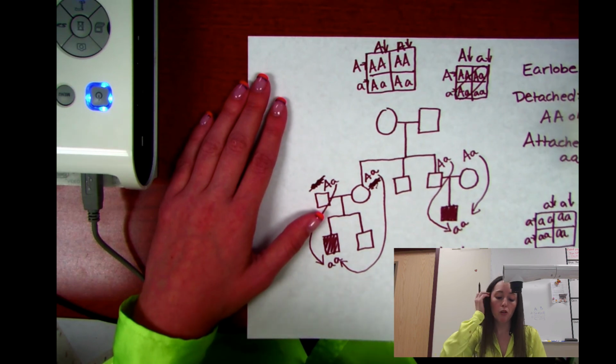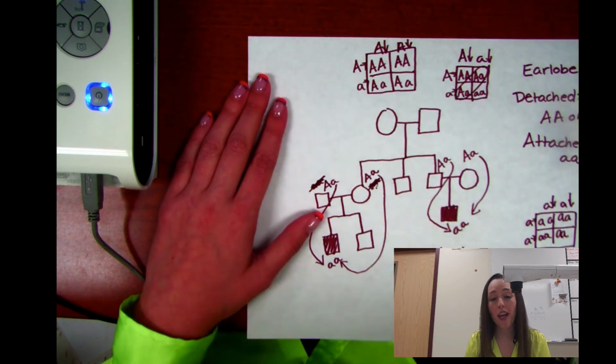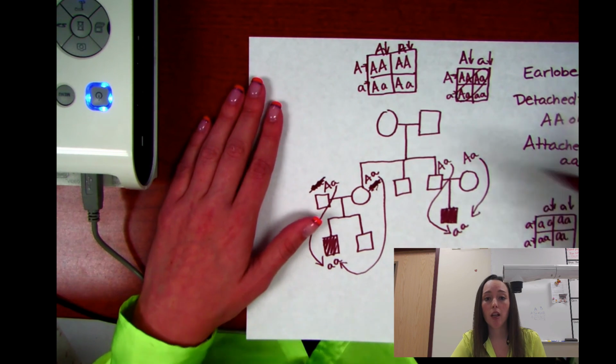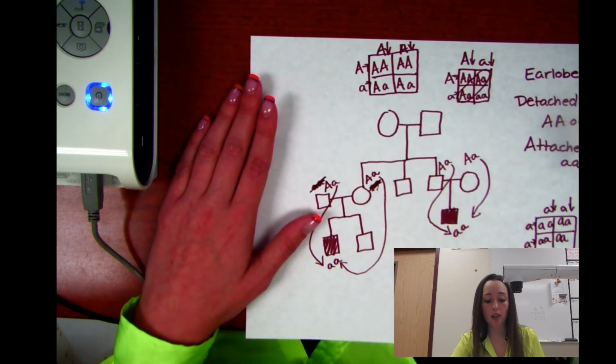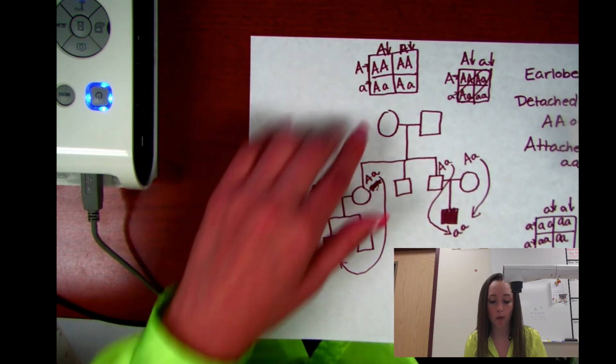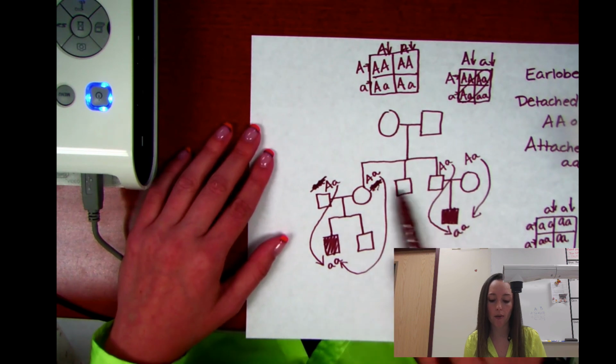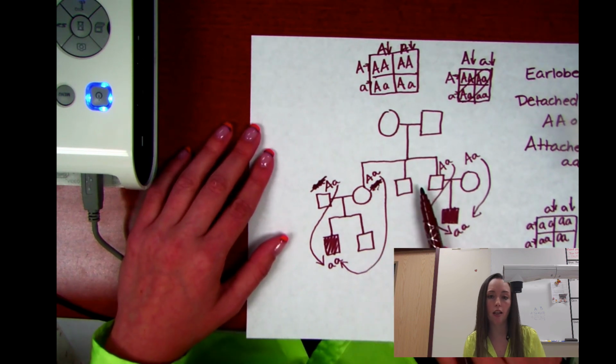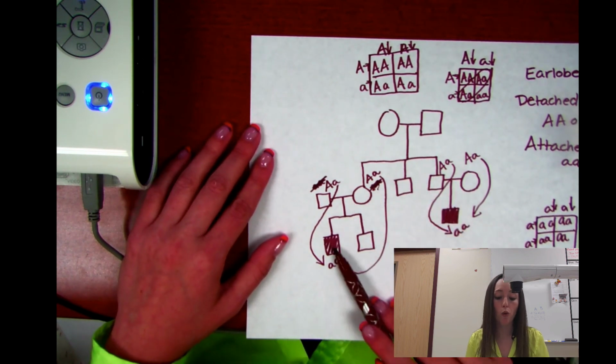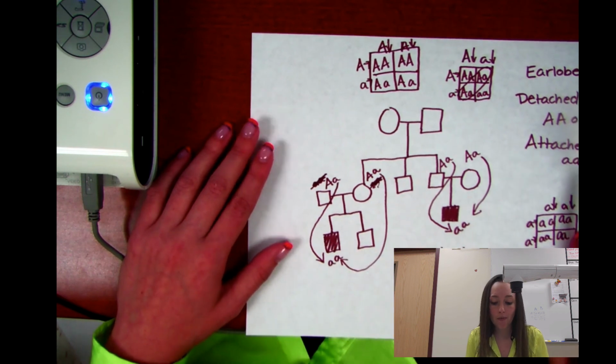Okay? So, they both can't be homozygous dominant, though. Because if they were both homozygous dominant, everything would be homozygous. All of their kids would be homozygous dominant, and that's not possible because they just had kids that had the recessive trait. So one of them is homozygous dominant.